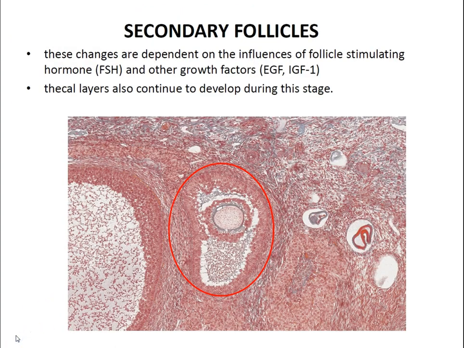Here's another view of a secondary follicle. What you can see here is the fluid-filled space, the antrum, and granulosa cells. These changes, which basically transition the follicle from the primary to the secondary, are dependent on the influence of the follicle stimulating hormone and other growth factors such as EGF and IGF. The theca interna and externa around the follicle also continue to develop during this stage.